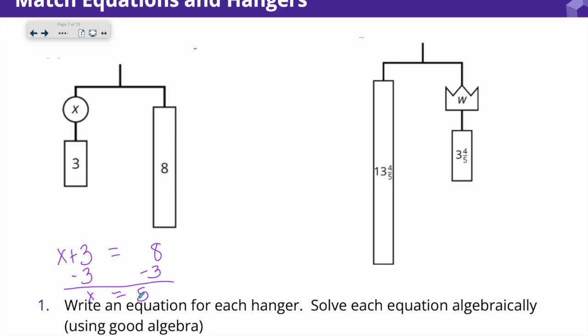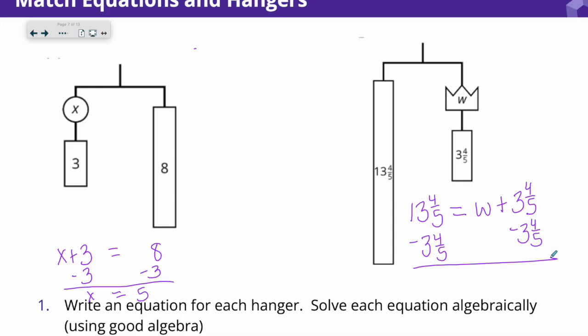And finally, this one, we have 13 and 4/5 on the left. It's balanced, so equals. And on the right, we have w plus 3 and 4/5. And I know to find w, I need to take 3 and 4/5 away from the 13. And to keep it balanced, I need to take the 3 and 4/5 from the other side of the equation. And we end up with 10 equals w.